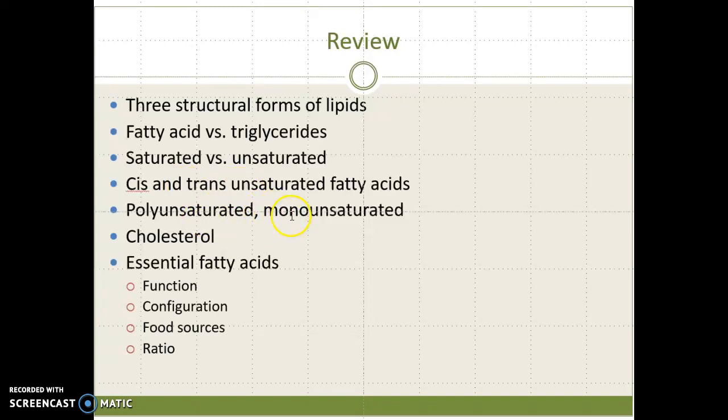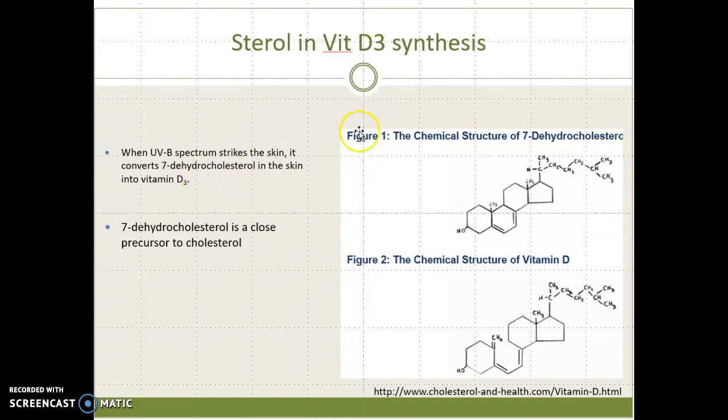Polyunsaturated and monounsaturated, we just talked about. That is the difference between having many double bonds, or just one double bond. And cholesterol is different in that it has a ring configuration. So instead of being a straight line, these are quite different. This is a sterol in a vitamin D. So we know that vitamin D has sterol in it. So these are the shapes of cholesterol. It's a ring formation.